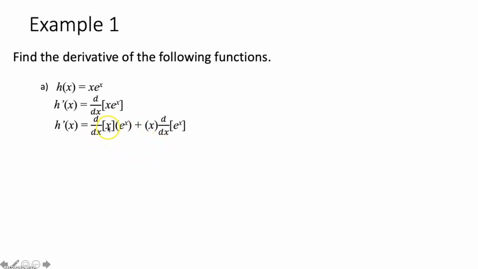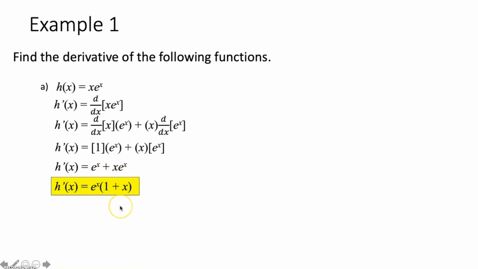So here, derivative of x is just going to give you 1, and the derivative of e to the x, that's the easiest derivative, it's just e to the x. 1 times e to the x gives you e to the x, and then x times e to the x is x e to the x. Now you could leave your answer like this, or you could see that both of these terms have an e to the x that I can factor out, and I can write my answer like this, and I'm done.